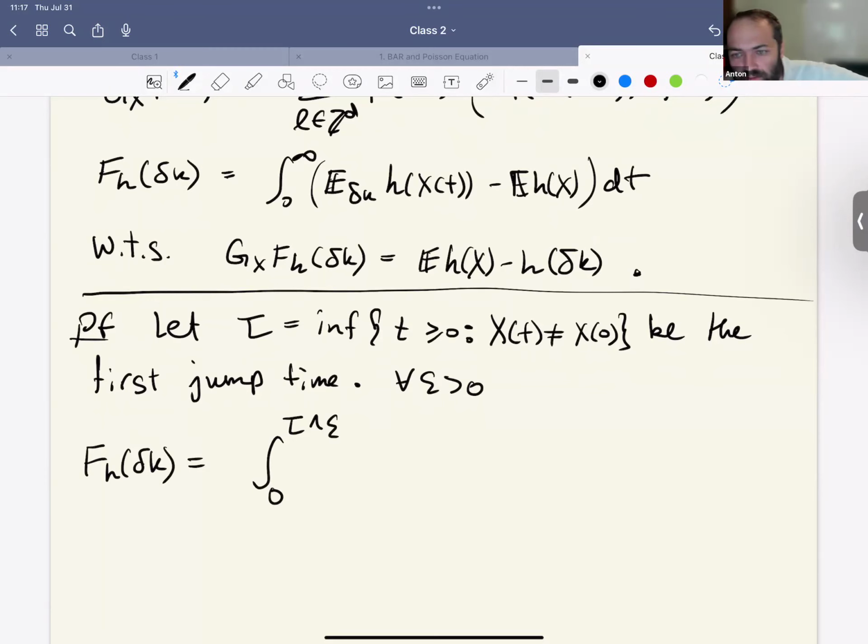There was a question I am seeing in the chat: why is it necessary that the integral part is less than infinity in the Poisson equation? Why is assumption one necessary?